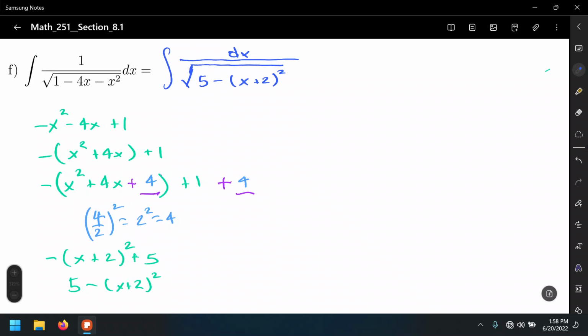Any ideas on which formula or method? Well, sure, a baby U substitution is going to work. But what else? Yeah. The arcsine rule. Alright, that's the arcsine rule.